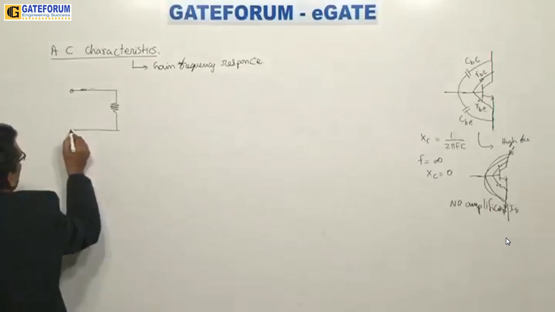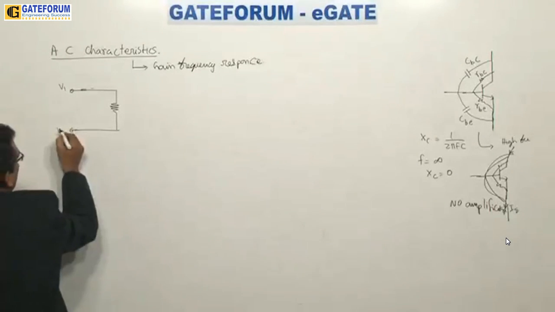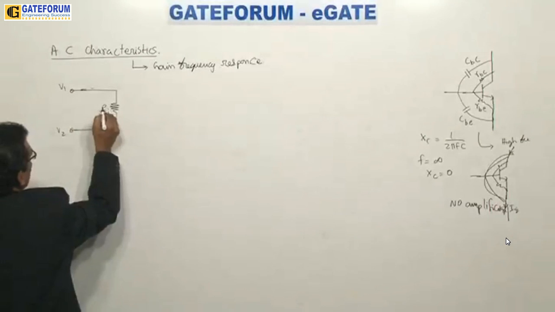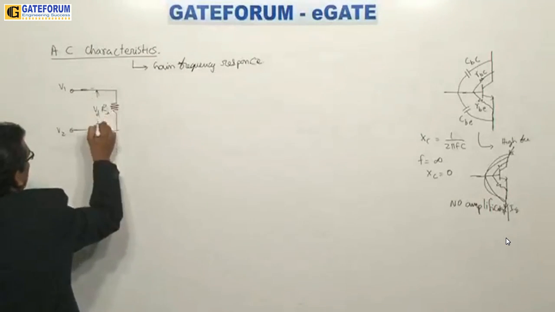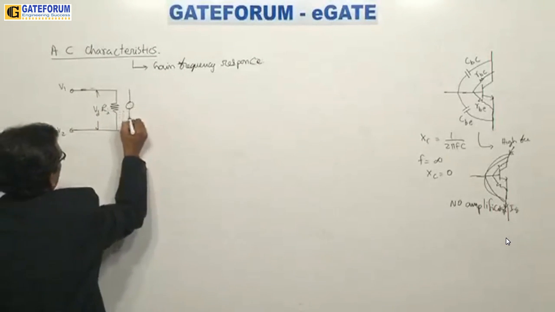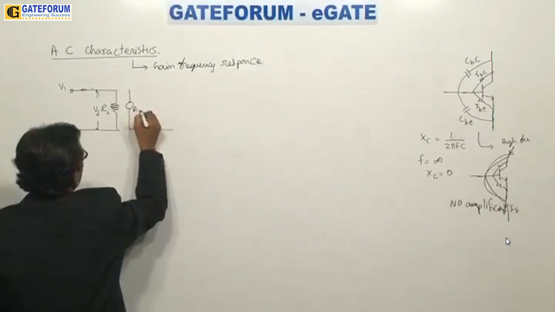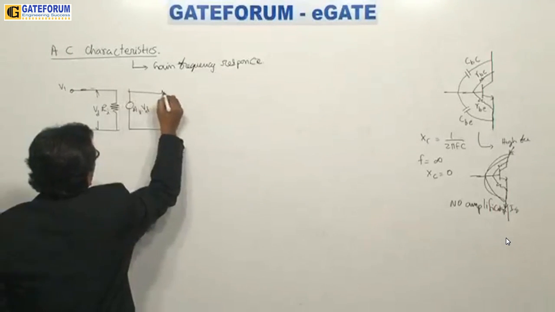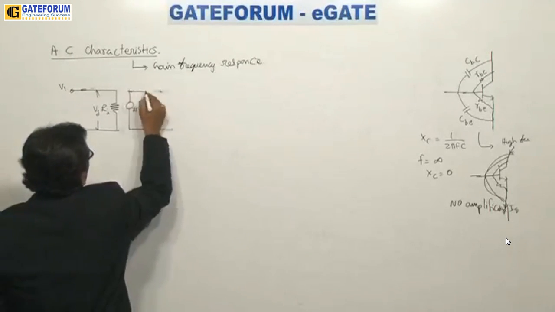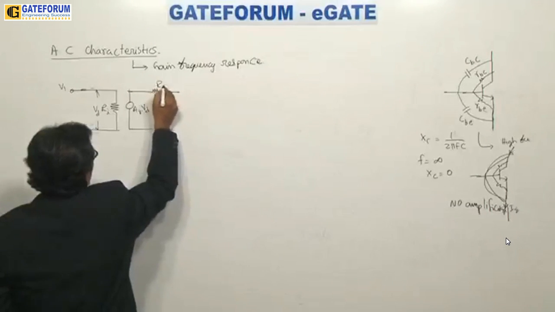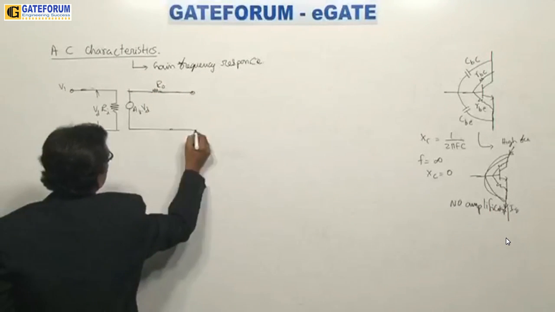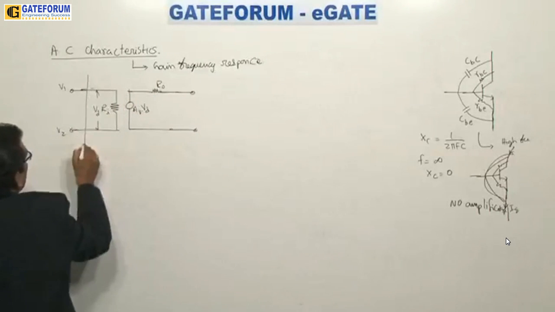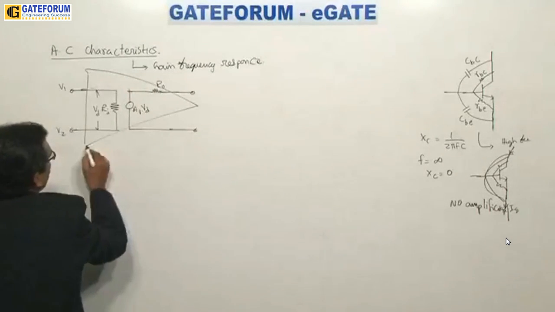Now, an op-amp has the inputs V1, V2, and the equivalent circuit. This is RI and this is VD. The equivalent circuit I take like this: AV into VD, and R0 here for the op-amp, nothing but a Thevenin circuit with R0. It is a voltage amplifier circuit. So consider this to be the equivalent circuit of the op-amp.